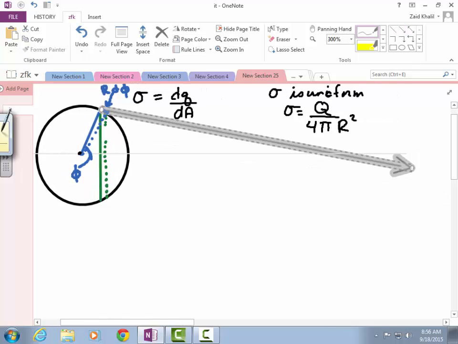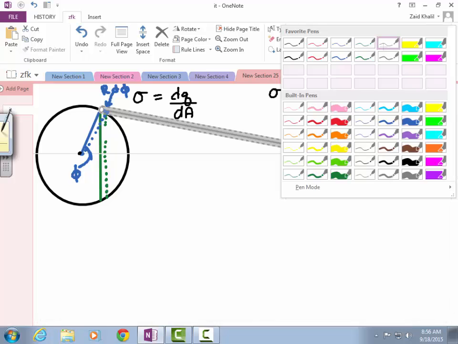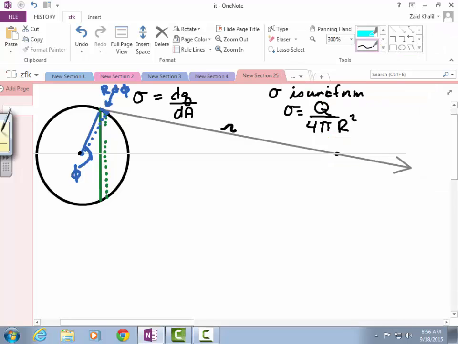All right, so you see that? Okay, so what is that? What is this length called? That's script R. So this is script R. Right? This is R. Okay? And I'm going to call this length little r. And notice this angle right here is phi. And that little sliver of an angle is d phi.